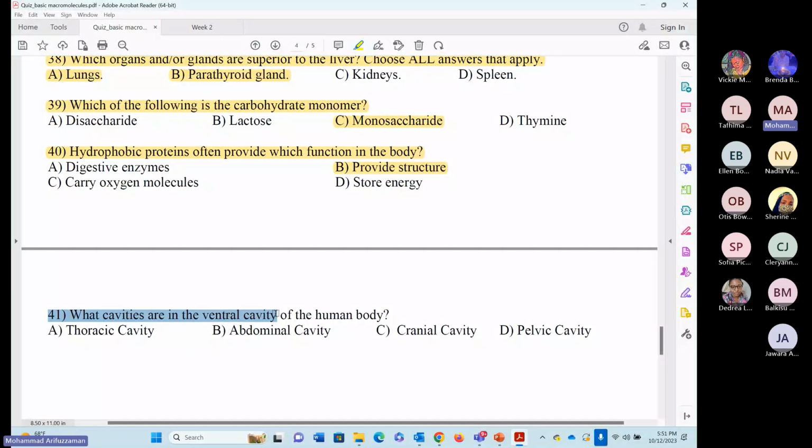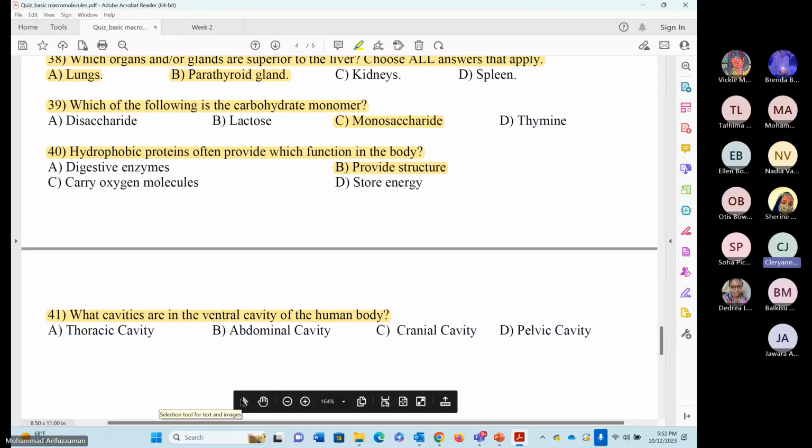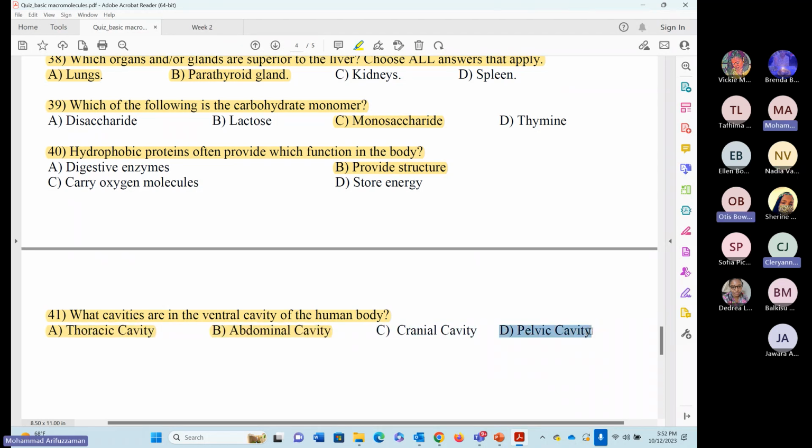What cavities are in the ventral cavity of the human body? That we discussed in week 1. Thoracic. Ventral means front. Thoracic is B, okay. Abdominal cavity is okay. Cranial? Pelvic cavity is okay. The cranial cavity is in the dorsal cavity, in the back. So the ventral cavities are the thoracic cavity, abdominal cavity, and pelvic cavity.